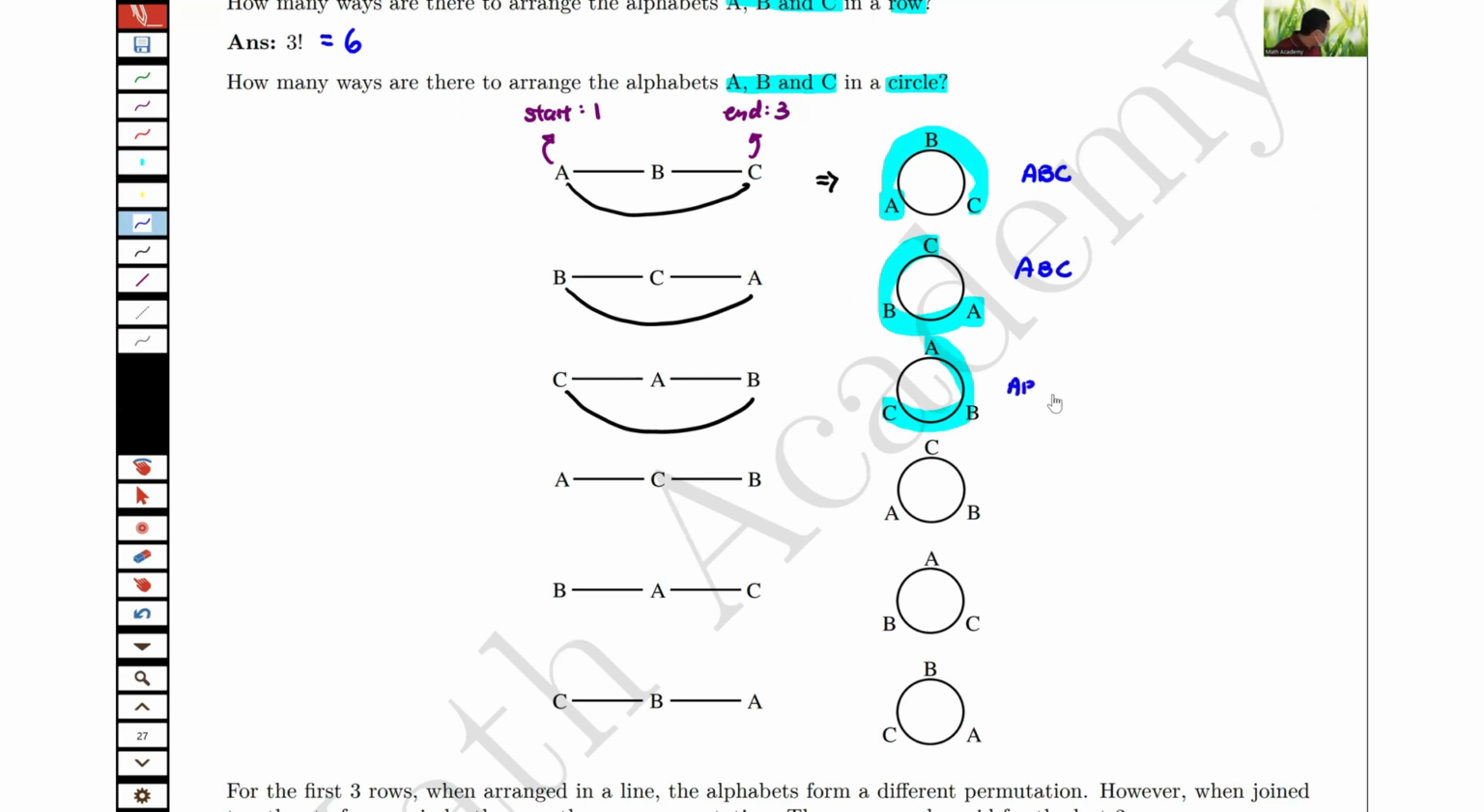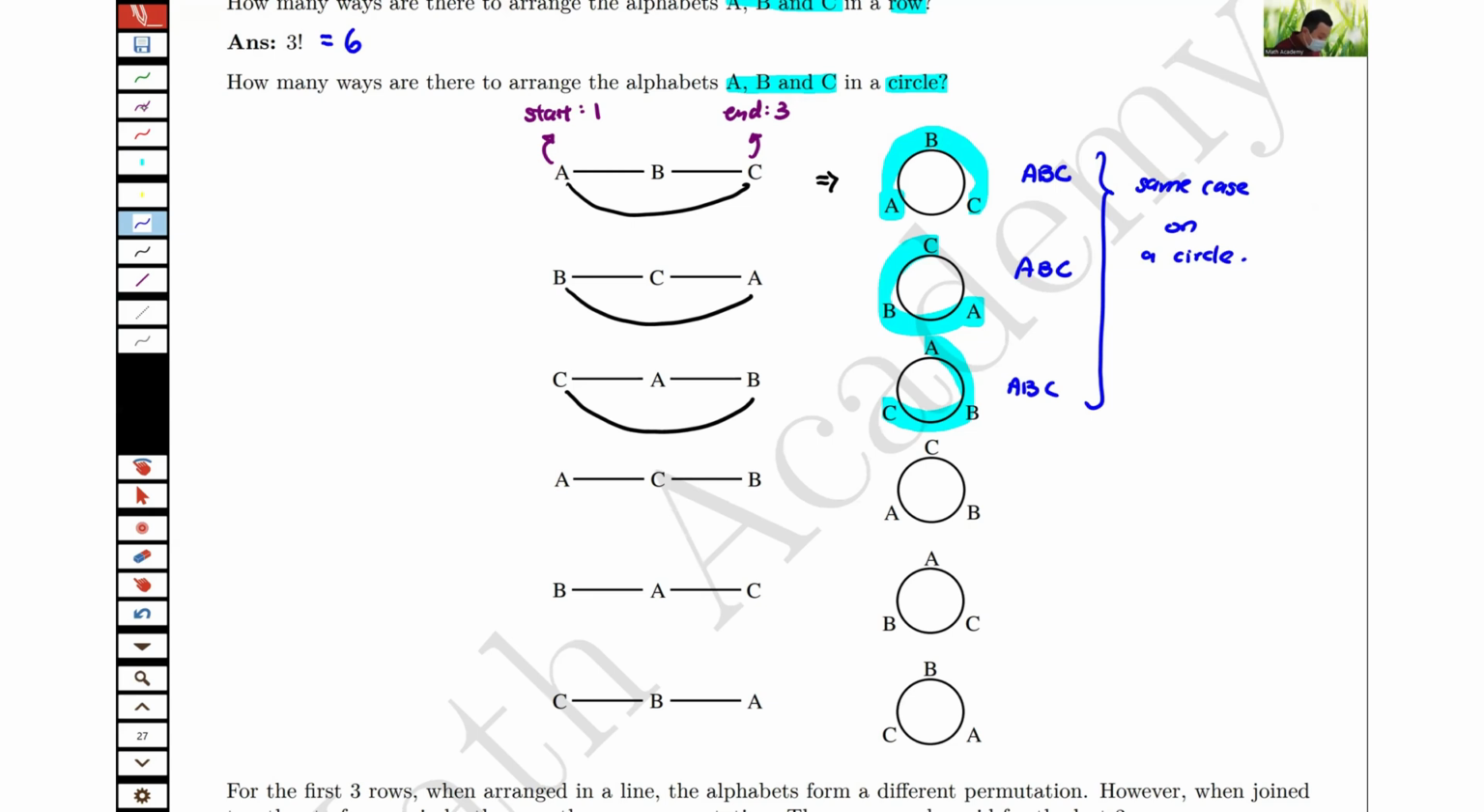So what I would like to point out here is, therefore, when we do that connection to a circle, these 3 cases are considered the same case on a circle. As long as when you read off in a certain direction, clockwise for example, and they all read the same, they will be the same case on a circle.